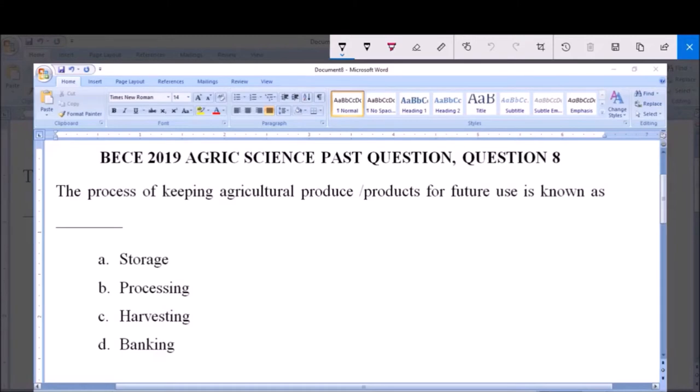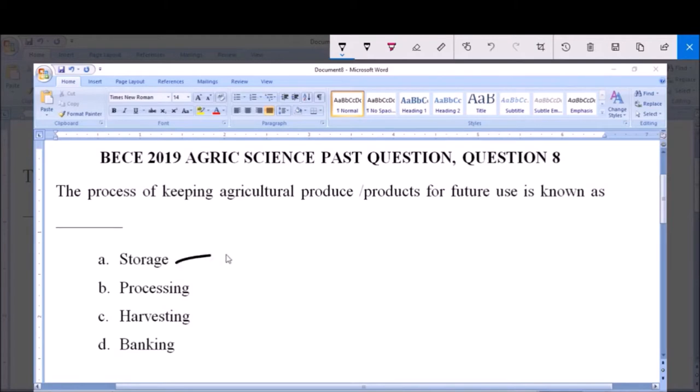Good day and welcome. Today we're going to be dealing with BECE 2019 Agric Science Past Question, Question 8. The process of keeping agricultural produce or products for future use is known as dash. A. Storage. B. Processing. C. Harvesting. And D. Banking. So we have to pick out of these options the one which is the process of keeping agricultural produce or products for future use.